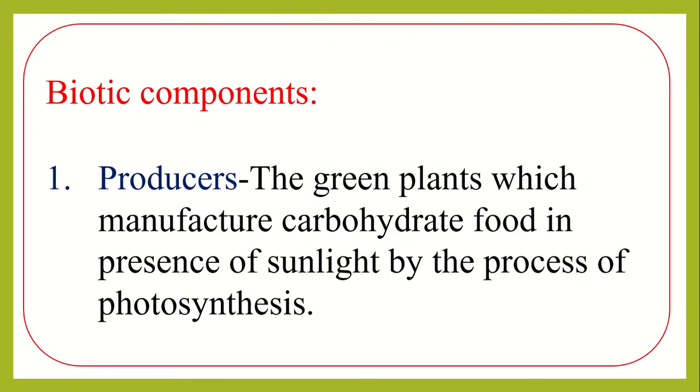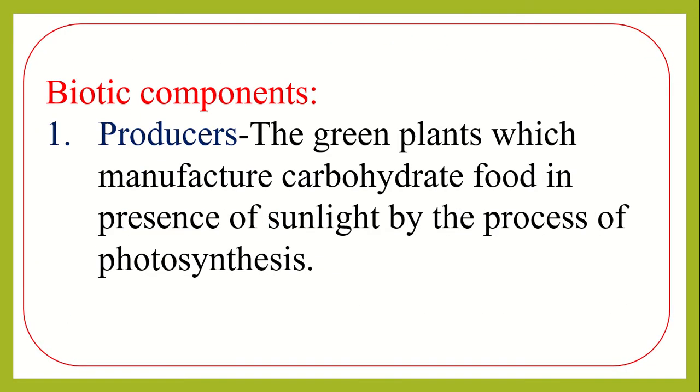Biotic components. Biotic components are divided into three: producers, consumers, and decomposers. Producers: the green plants which manufacture carbohydrate food in presence of sunlight by the process of photosynthesis. You know, only plants can produce their own food in the presence of sunlight by a process named photosynthesis. No animal can produce their own food. They have to depend on producers directly or indirectly.